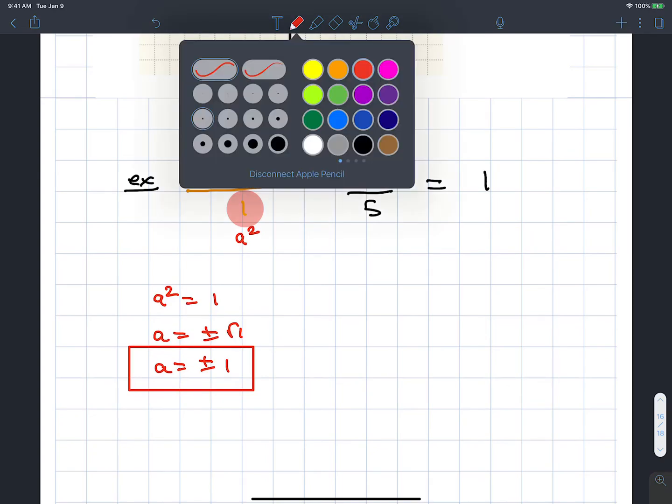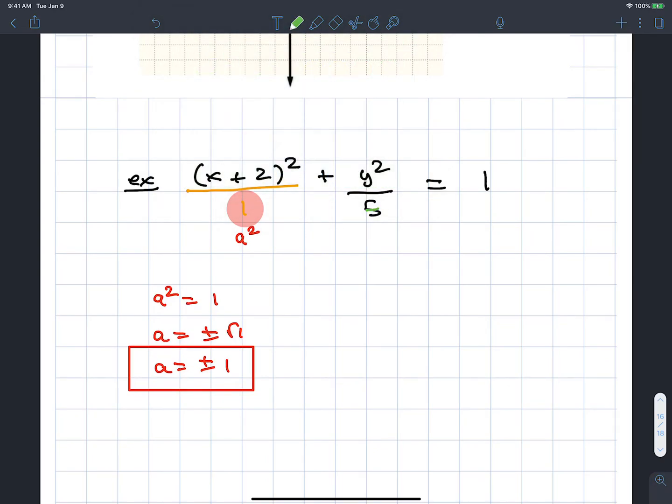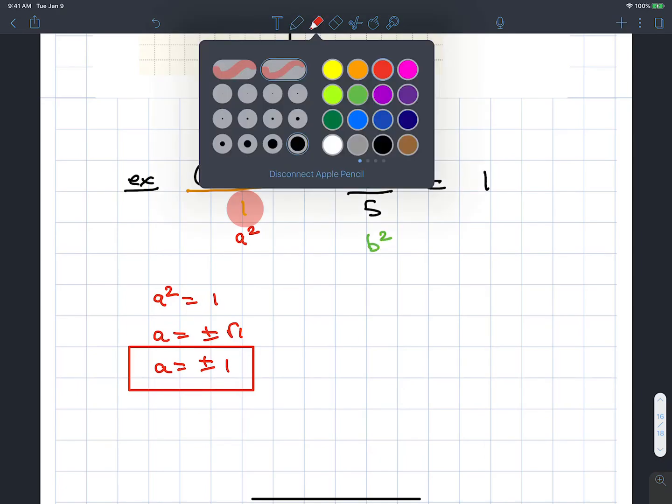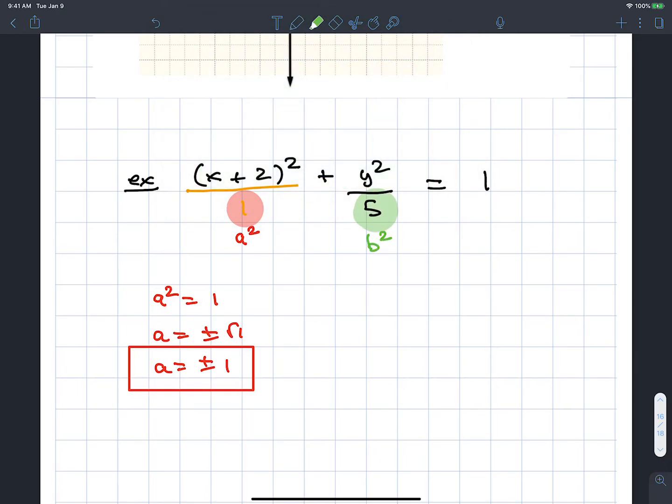Now, in green, under the y squared term, that's a 5. So we say b squared is the value 5, which means b will be plus or minus the square root of 5. And let's find this out numerically. Since it's an irrational number, we're going to have to approximate the square root of 5 here.